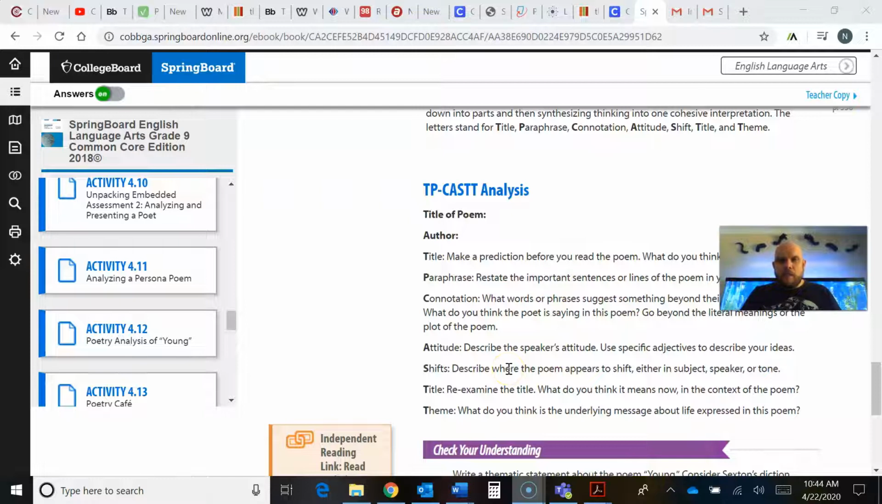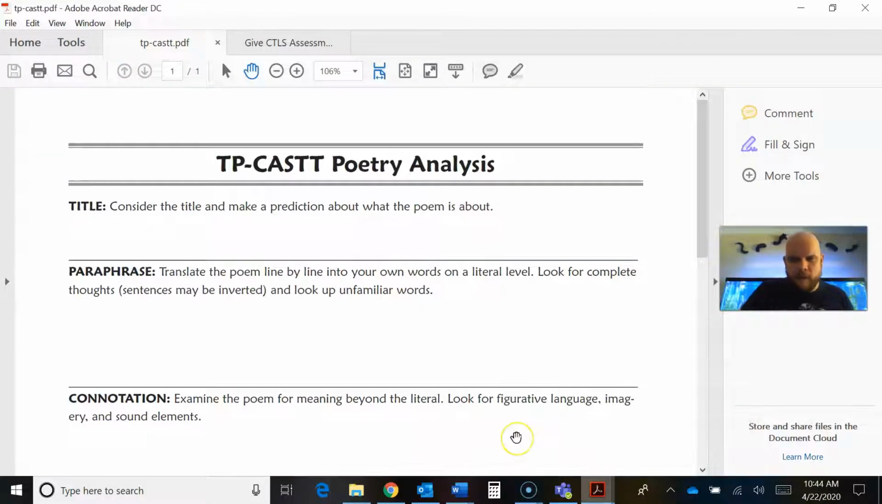I'm going to pull up a PDF that I have that actually predates Springboard, because TP-Castt is something I've been using for a long time. And they put it in the book like, oh, look at this new thing that we have. But really, we've been doing it for a while. So this is the TP-Castt Poetry Analysis handout that's on my blog that you can download.